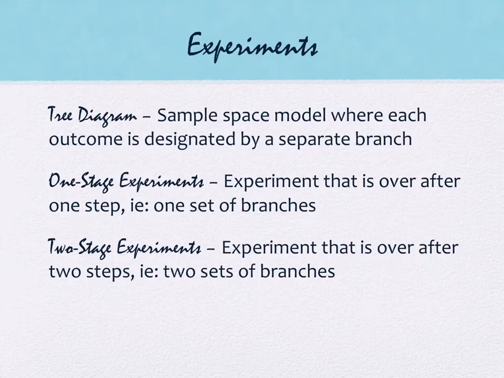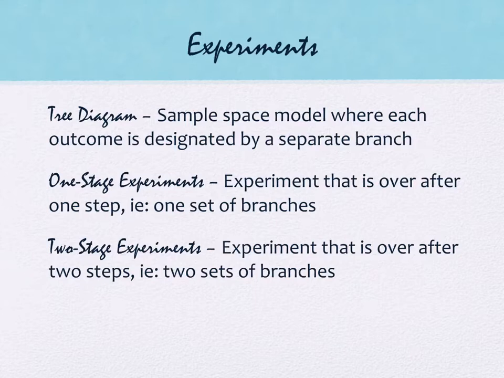So tree diagrams are a sample space model where each outcome is designated by a separate branch. I'll draw them here in a minute. If you have a one-stage experiment, the experiment is over after one step. In terms of the tree diagram, there's one set of branches. And if you have a two-stage or a three-stage or a four-stage, a multi-stage experiment, there are that many sets of branches. So two steps would be two sets of branches.